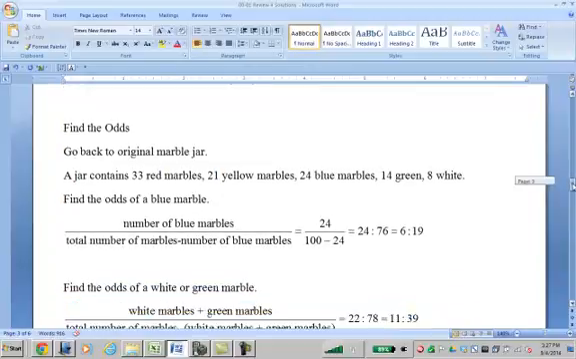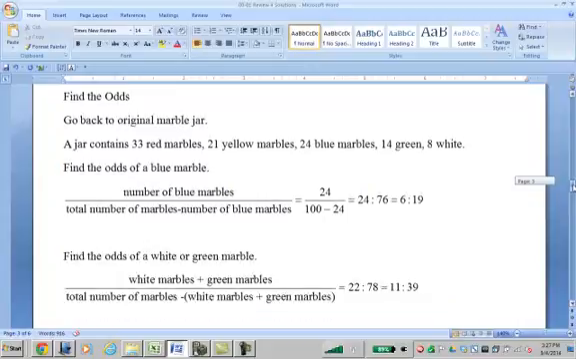The odds of a white or green marble: white marbles plus green marbles, over the total number of marbles minus white marbles plus green marbles. White plus green is 22. The non-white, non-green is 78. So it's a ratio. The odds are 22 to 78 or 11 to 39.